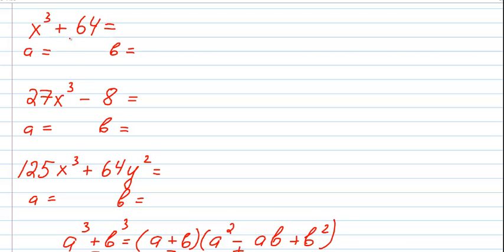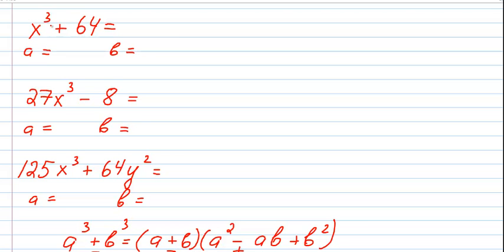Okay, we have three examples here, three expressions, and all three of these expressions are binomials. They have two terms, so we can suspect that because we see cubes here that we can use the sum and the difference of two cubes. The only thing that we need to make sure is that both terms are perfect cubes.